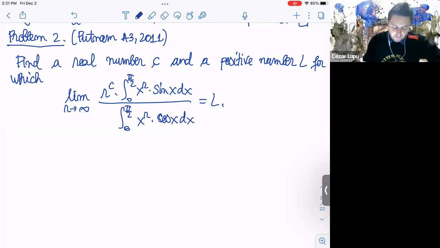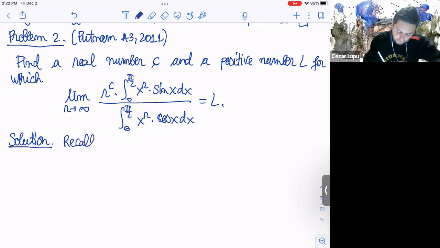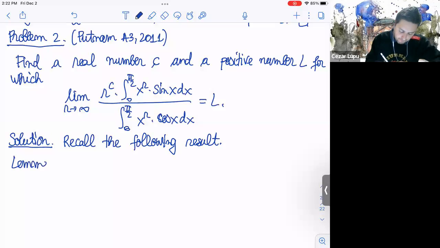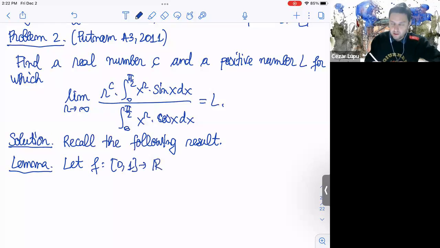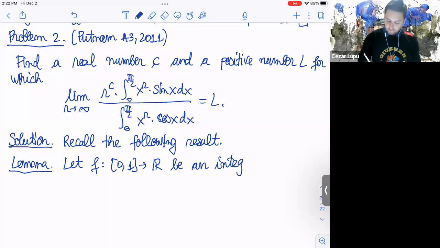The first moment I saw it, it came to my mind immediately that we have the following lemma, which I already discussed in one of the lectures, I think 15.3, 15.4, I don't recall exactly. So recall the following result. Let's call this the lemma, and I'm going to recall it as generally as possible. Let f be defined on [0, 1], real valued. I'm going to consider this to be an integrable function which is continuous only at 1.